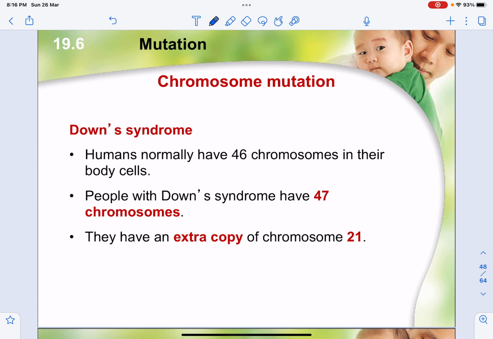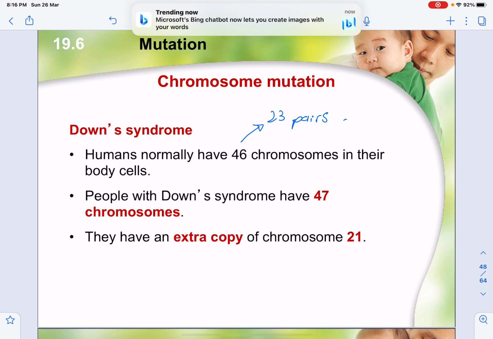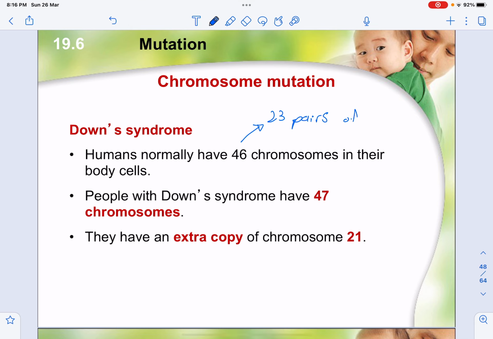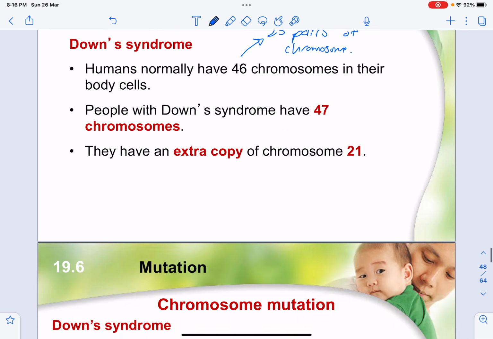So for Down syndrome, humans normally have 46 chromosomes. In other words, actually it's 23 pairs of chromosomes in the body cells. People with Down syndrome will have 47 chromosomes, and they have an extra copy of chromosome 21.